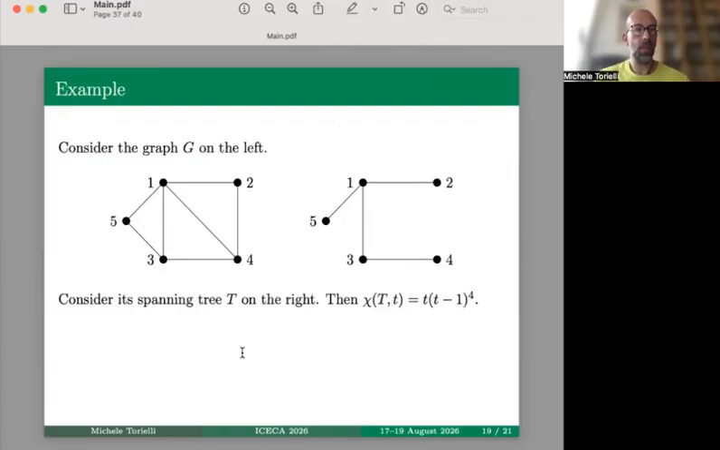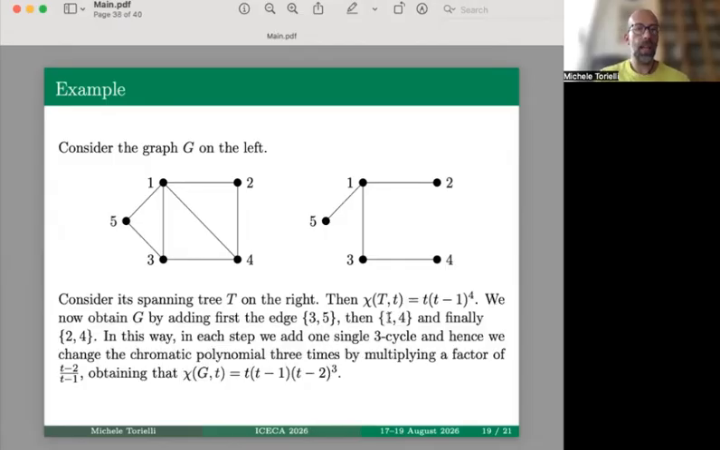Let's see one example. If I consider G, the graph on the left, I have 5 vertices and all these edges. So how do I compute the chromatic polynomial with this approach? I first compute the chromatic polynomial of a spanning tree, that we saw what it is, and so it is t times (t minus 1) to the 4. Obviously, this is unchanged for whatever spanning tree I pick. And then I start to add edges one by one. So, for example, here, I can first add the edge 3, 5, then 1, 4, and then finally 2, 4.